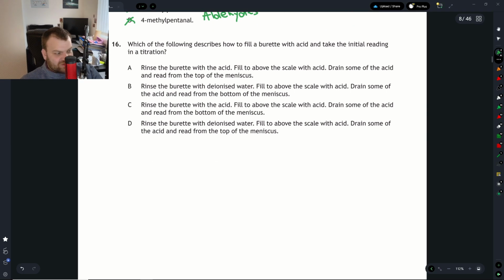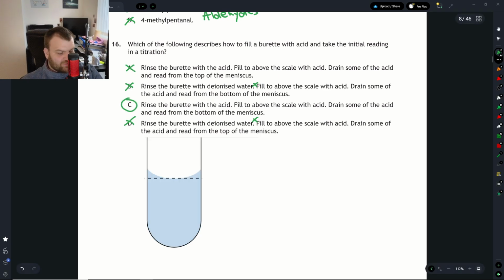Next up, we are trying to do a titration. We're filling up a burette. You want to rinse the burette with the chemical that we are using. That means we would not want to use deionized water, which rules out these two chemicals here. We fill it to above the scale, says the same in both. Drain some of the acid and read from. It's always from the bottom of the meniscus.